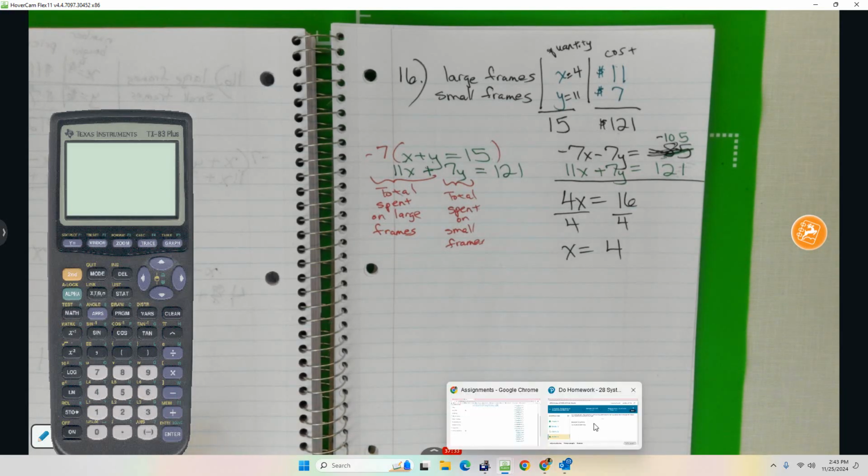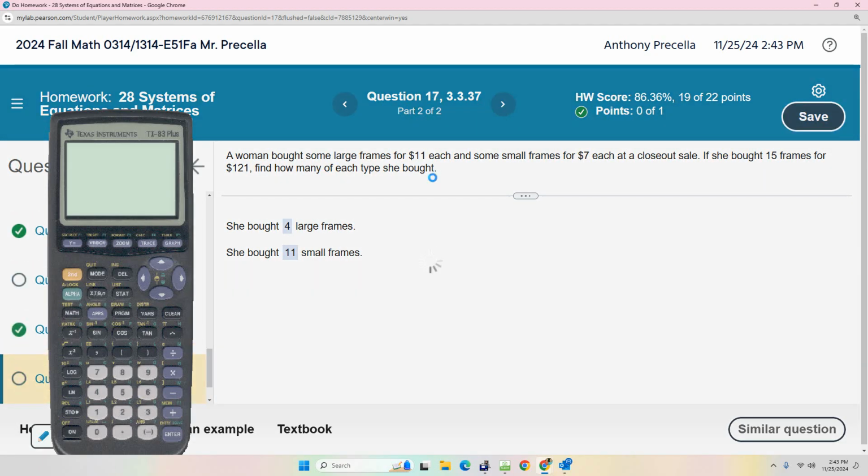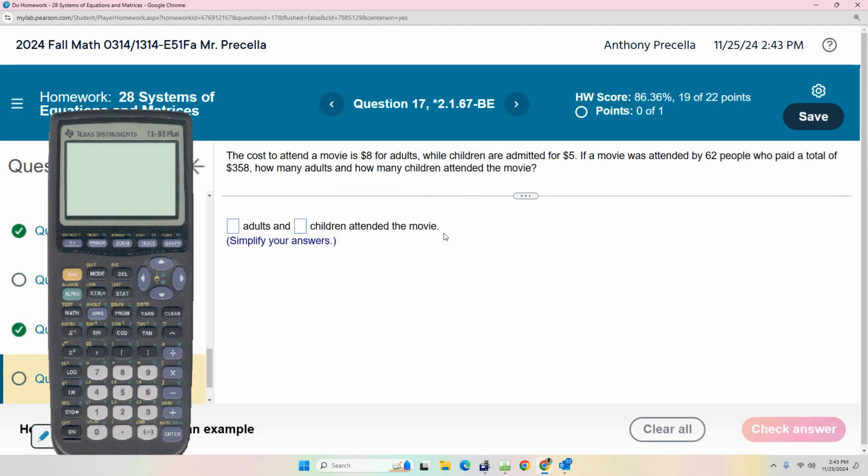Number 17. The cost to attend a movie is $8 for adults, while children are admitted for $5. If a movie was attended by 62 people who paid a total of $358, how many adults and how many children attended the movie? The first thing you have to do is you read that, you have to decide what are the unknowns. Well, we don't know how many adults attended the movie and how many children attended the movie.